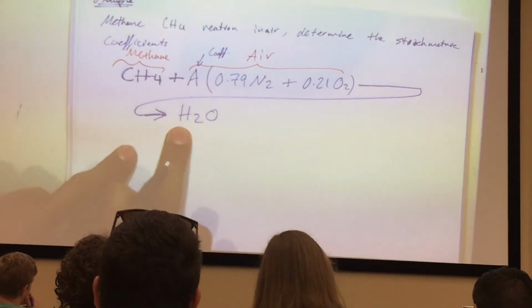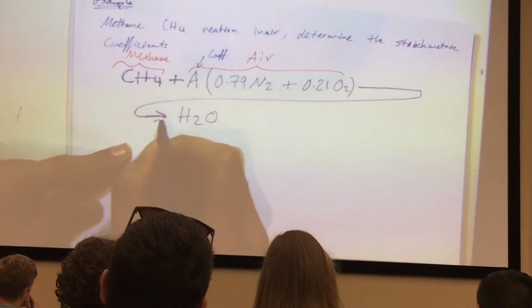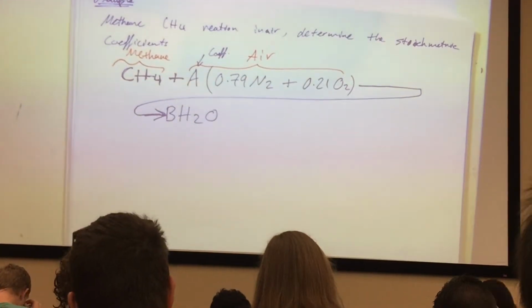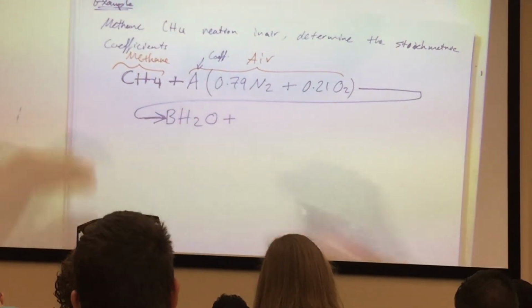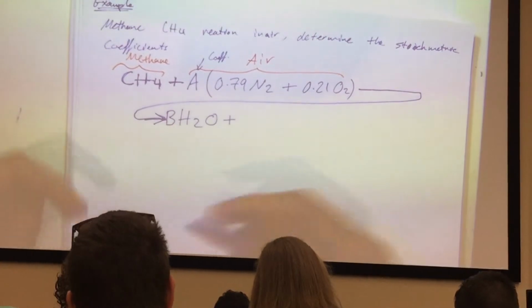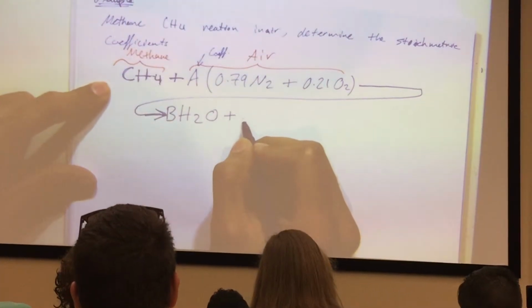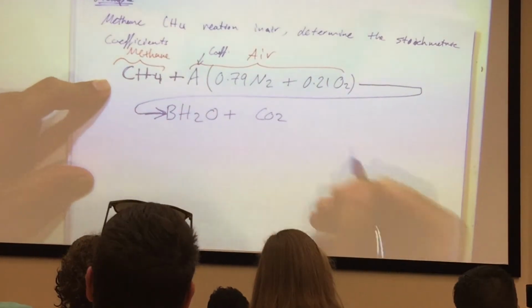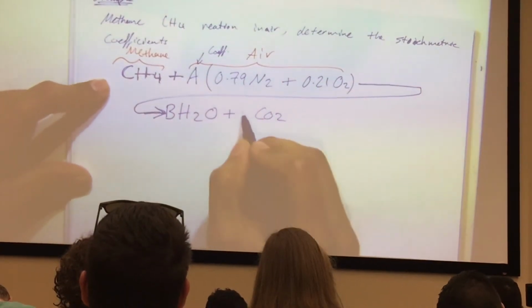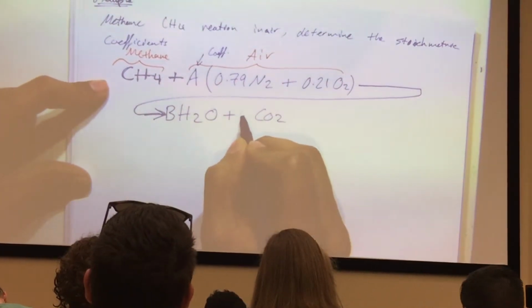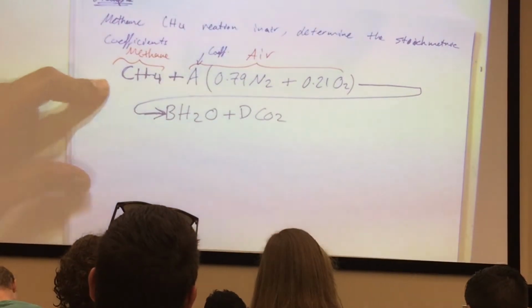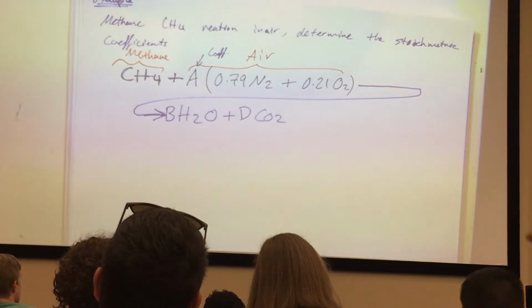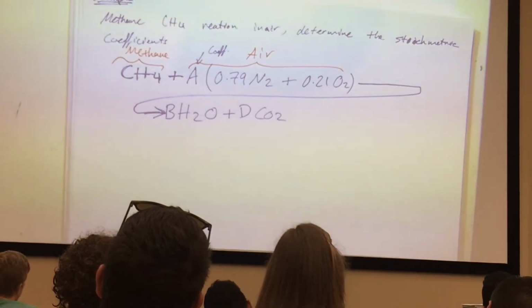Now I don't know how much I'm going to get as water, so I'm just going to put a coefficient right here, B. Okay, plus somebody else said CO2. I was going to use C, but that's bad. It's going to look like CCO2. So let's make it D. So at least you understand why we skipped out C as a coefficient.